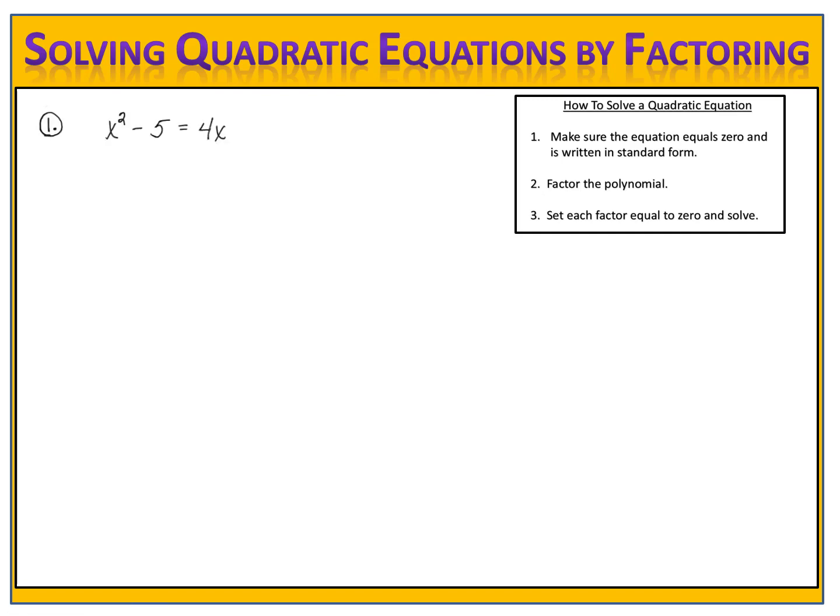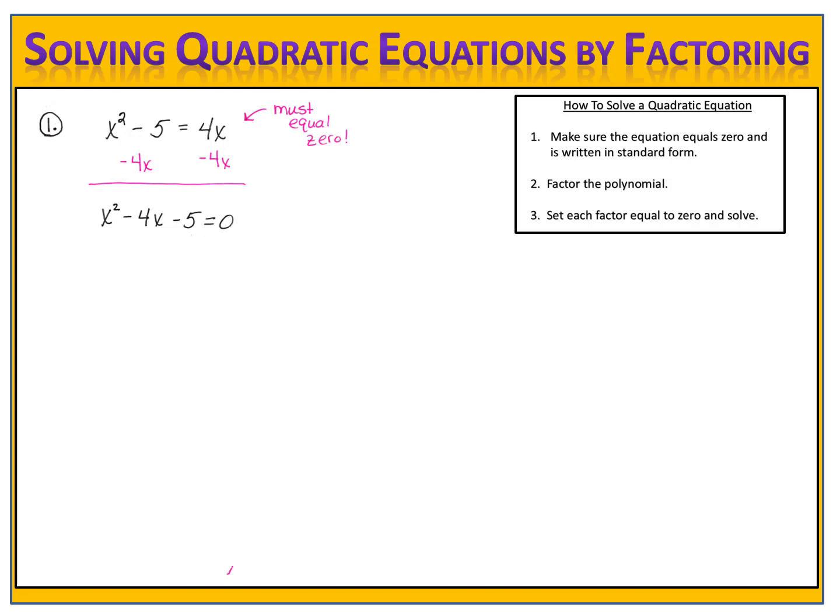In our first exercise, we have the equation x squared minus 5 equals 4x. We've seen this example already just a moment ago, and we know there are two solutions. So let's see how we find them. First of all, the equation must equal 0. This equation does not equal 0, so we must use the subtraction property of equality to subtract 4x from both sides. Write your polynomial in standard form. X squared minus 4x minus 5 equals 0.